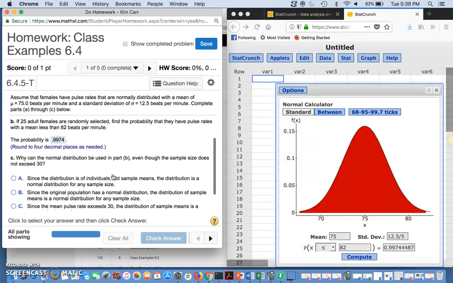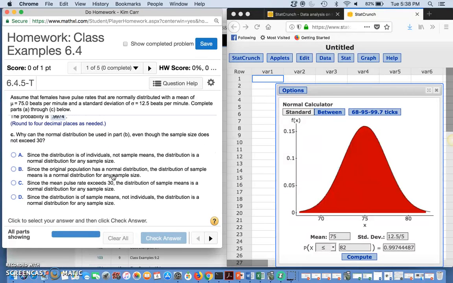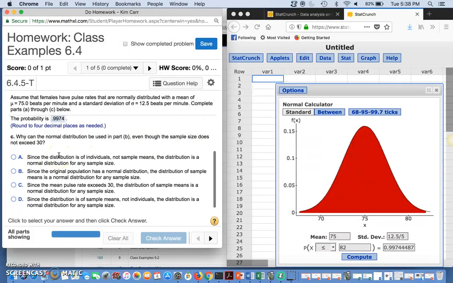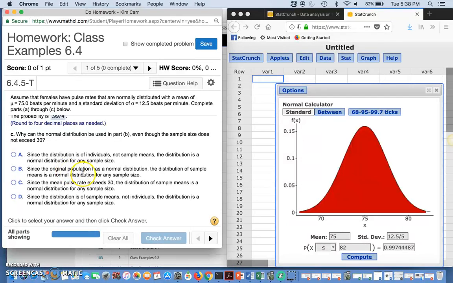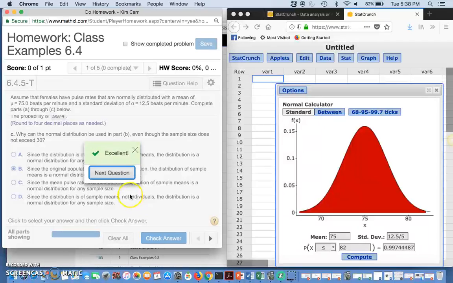Okay, it says, why can the normal distribution be used in part B even though the sample size does not exceed 30? It says that the population is normally distributed. Since the original population has a normal distribution, the distribution of sample means is a normal distribution for any sample size. Okay.